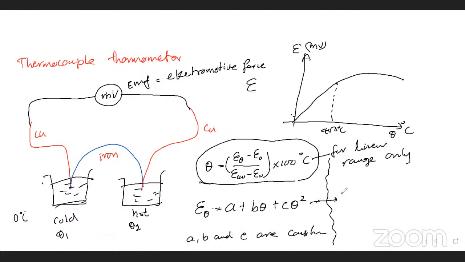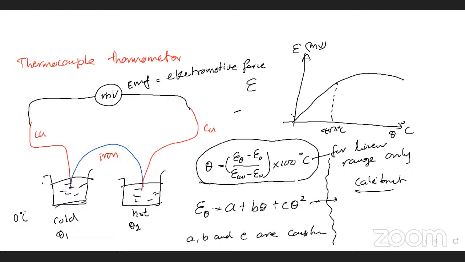How can you measure the temperature using this? First, you need to calibrate. Calibration means you need to find the values of the constants A, B and C. You can do it by placing the probe, the tip of this thermometer, and connecting it to a multimeter. The tip is like a small pen tip, and you can place the junction anywhere and measure the temperature.